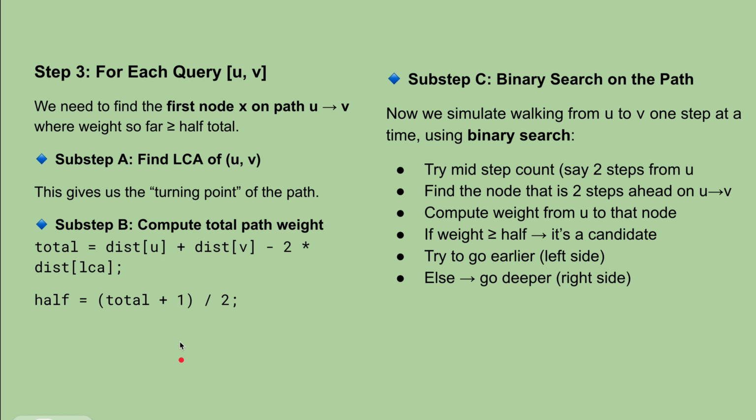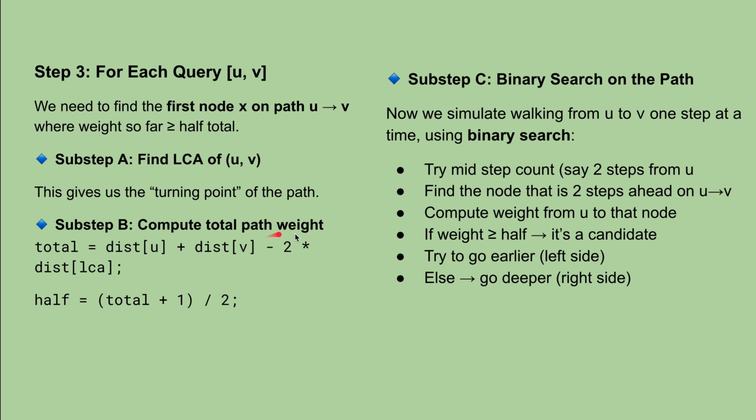Okay. For each query, we'll use u to v. We need to find the first node x on the path u to v where the weight will become greater than or equal to half, right? So in the very first step, we will make a query. We'll go for each query and find the LCA. How we are going to find the LCA, that we'll talk about.